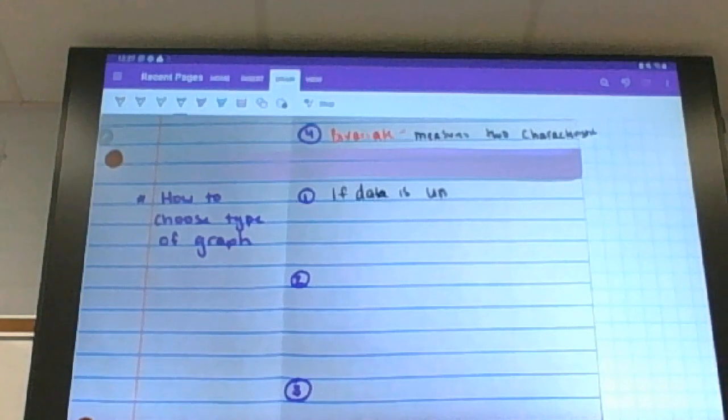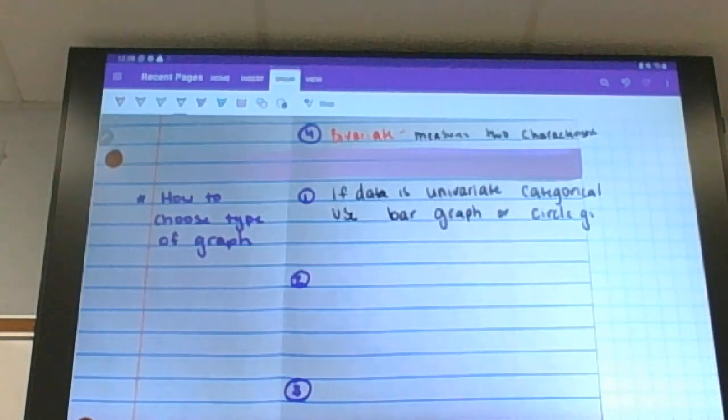If data is univariate and it has categories, you want to use a bar graph or circle graph. All right, so you're going to have to decide, is this measuring one characteristic or two characteristics? If it's one characteristic, then you look, okay, is this categories or numbers? If it's one characteristic and it's categories, then you do a circle graph. Or you can do a bar graph. If you do a histogram, you did it wrong. You have to pick the right representation based on the type of data.